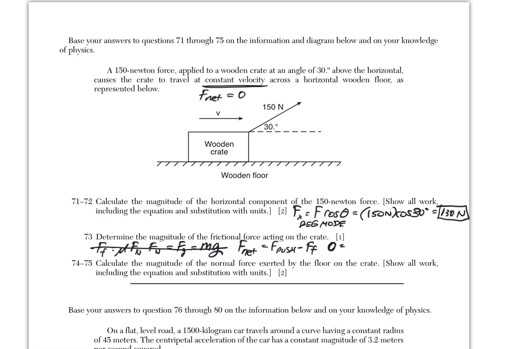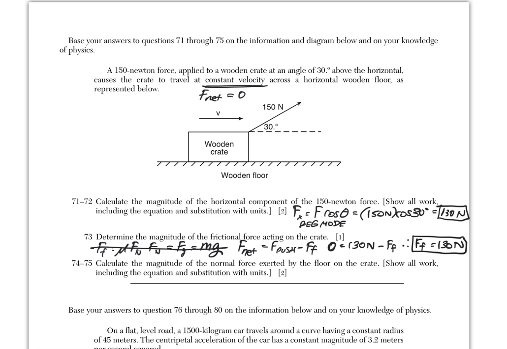And so the pushing force, F push, put in 130 newtons, minus the friction force, and so the friction force, therefore, Ff is 130 newtons. Oh, but wait. Why isn't it 150 newtons? Isn't that what the pulling force is, like the F push in this case?